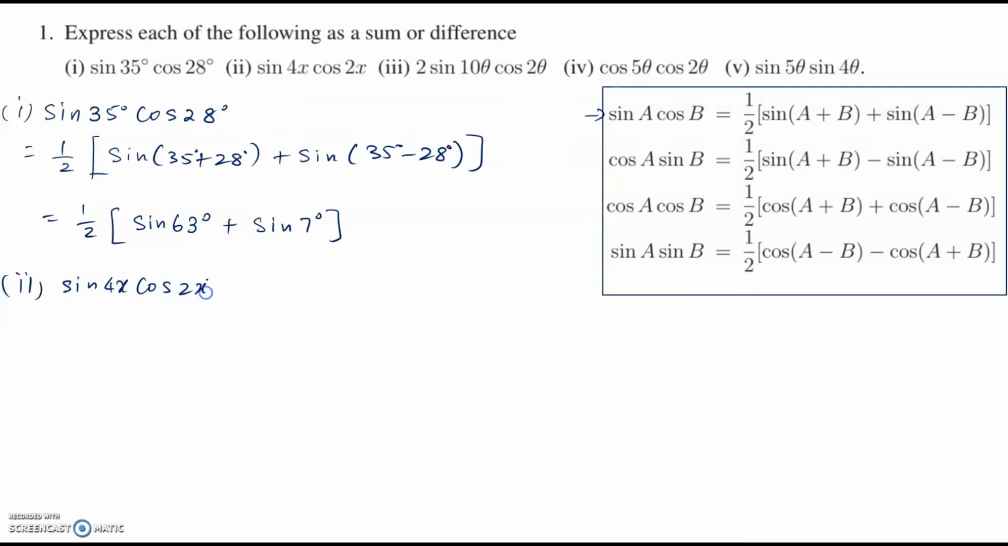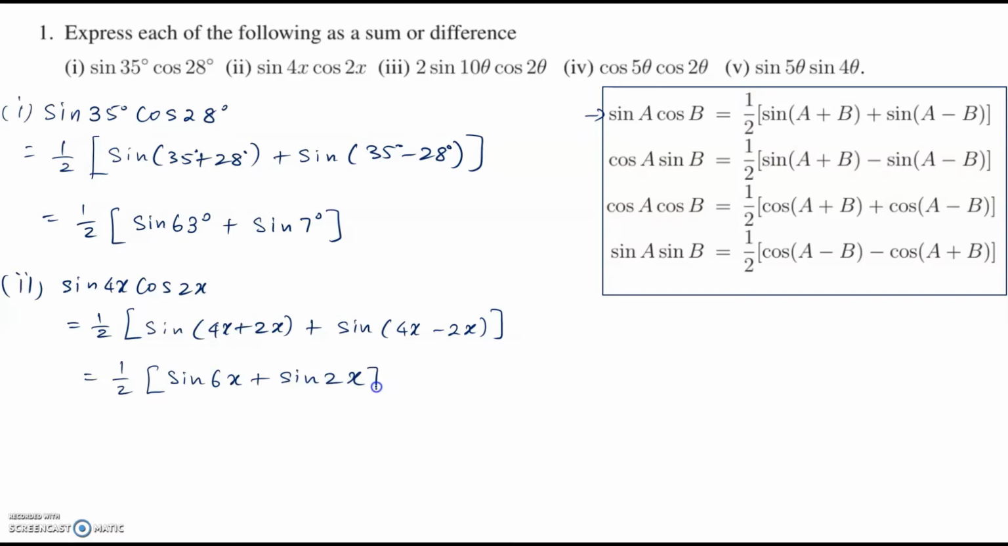The second question is sine 4x cos 2x. We'll again be using the same formula, which is sine A cos B is equal to half of sine A plus B plus sine A minus B. So our A is 4x, B is 2x. So it's equal to half of sine A plus B, which is 4x plus 2x, plus sine A minus B, which is 4x minus 2x. So this is equal to half of sine 6x plus sine 2x.